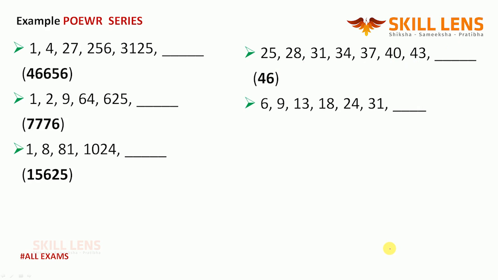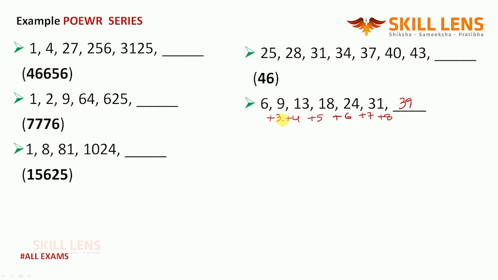Guys, if you are looking at here, 6, 9, 13, there is not a lot of increment. So blindly take the difference. 6 and 9, the difference is what? Plus 3. 9 and 13, the difference is what? Plus 4. 13 and 18, the difference is what? Plus 5. So next would be blindly you can write plus 6 and plus 7. It has to be plus 8. 31 plus 8 is what? 39.